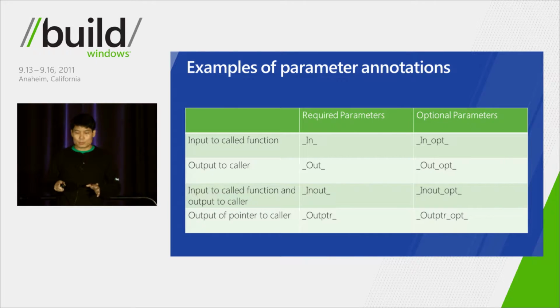Another thing is that what you're looking at here, we're also showing that there are two flavors of these annotations. One is called required. The other is optional. Required means the input cannot be null, and optional means the input could be null. So if it's an input parameter, the callee, the function that is taking that parameter, has to do enough null checks to guard against null dereference.